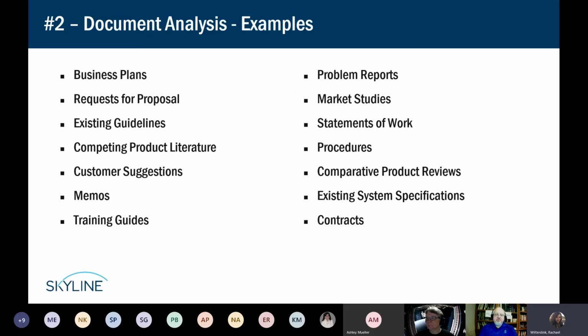Lots of places where you can find documents. These are just a few examples of possible document types that you may see. This is by no means a full list of document types. There could be many other types of documents that you might need to review.